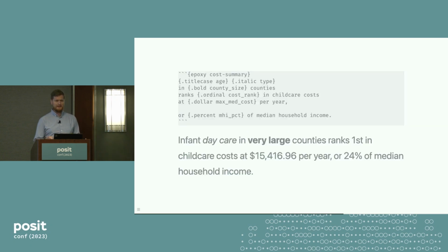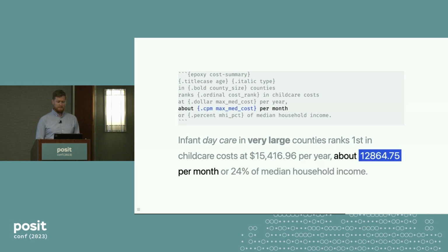So if I go back to my sentence, I can add a phrase like about .cpm, median max cost per month, which turns into 12,800 something. It's not right, but we'll get there. So you can actually format that like a dollar also by adding another level of embracing. And now we have 1,284. The previous slide should have said 1,284 as well, but just without the decoration of dollars.